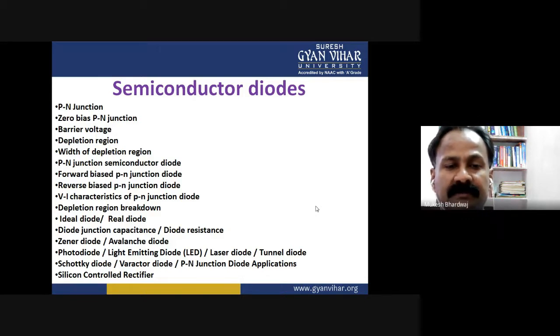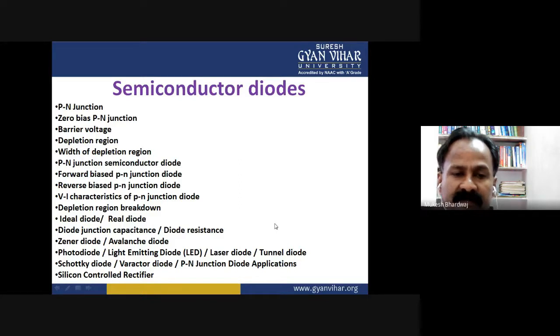Next is the depletion region breakdown. That is when you do the biasing in reverse, or reverse biasing, at that time some changes take place at the depletion region. Now the difference between ideal diode and real diode. Then many types of diodes. First is Zener diode, after that avalanche diode, and their various applications, advantages and disadvantages, construction details.